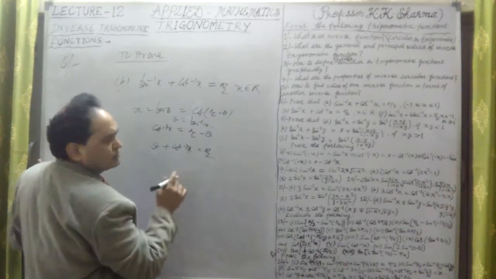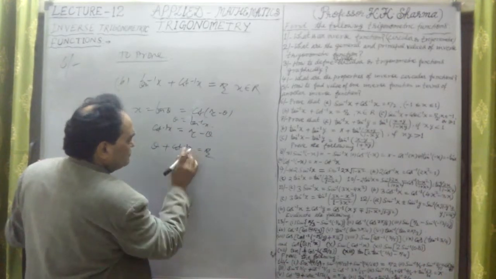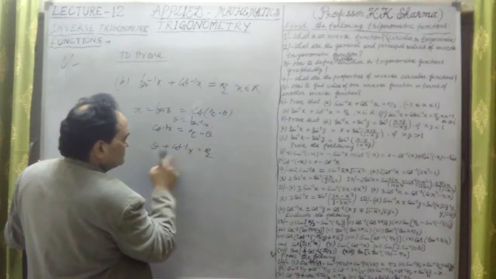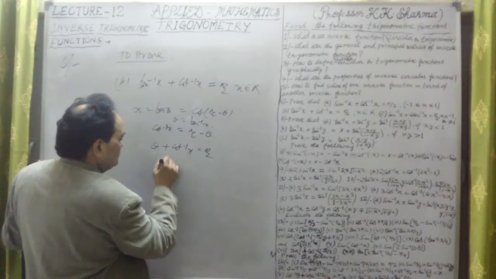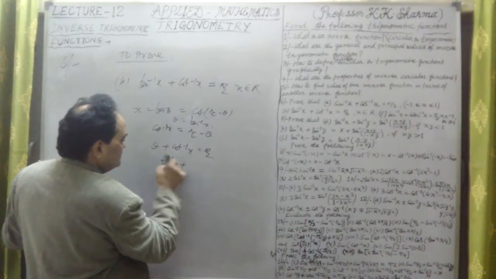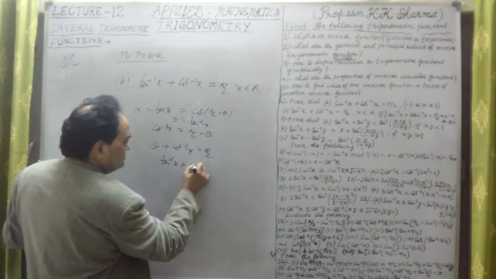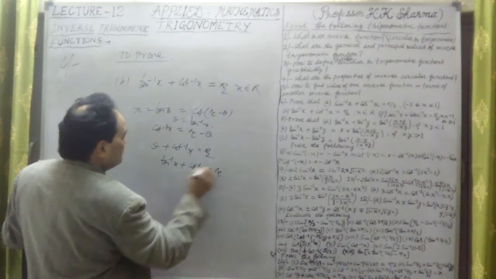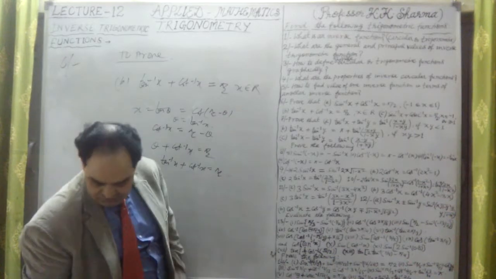Okay, so this is the only process with the help of which we can prove that yes, tan inverse x plus cot inverse x equals pi by 2. So this is tan inverse x, the value of theta, and this is cot inverse x, equal to pi by 2. So this is the second part here.